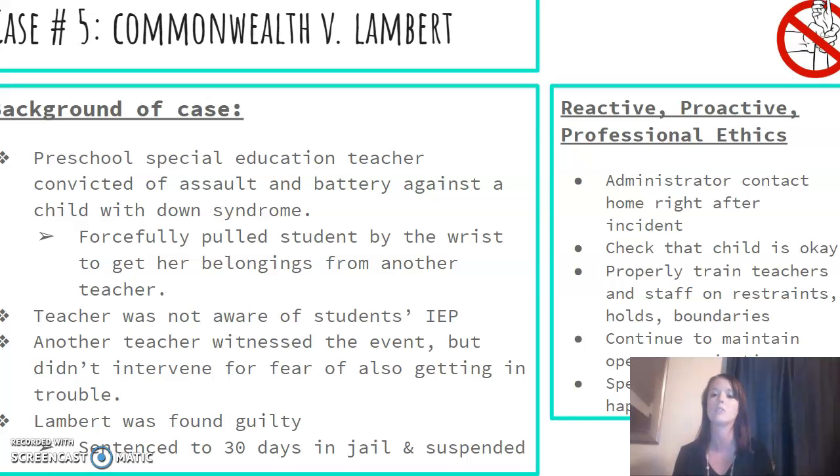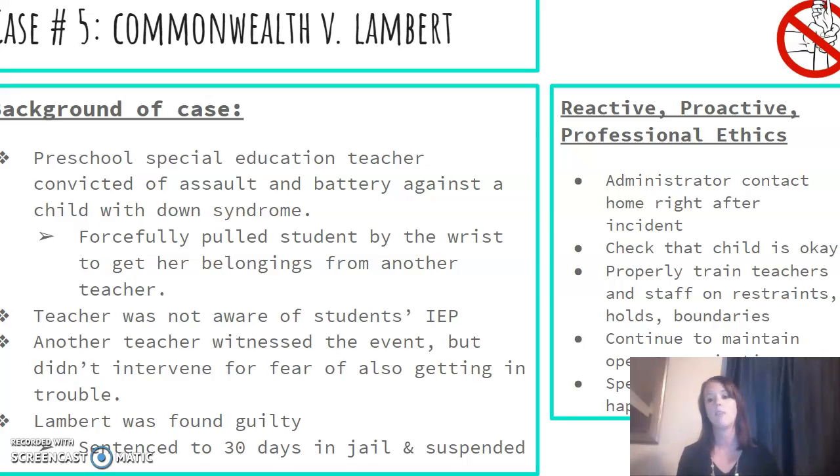A more proactive response, again, is just to properly train teachers and staff, especially when we're talking about our special needs population, making sure that they're getting trained properly on certain holds or restraints and healthy boundaries with students. I know in Poudre School District we have different trainings and different seminars we have to go through to learn about proper restraints of students.